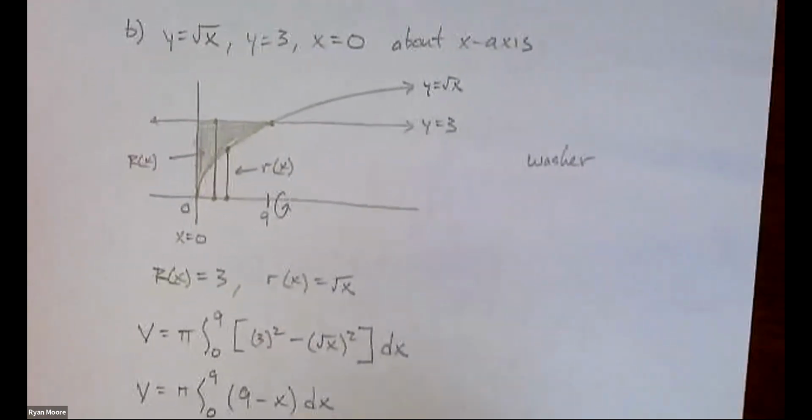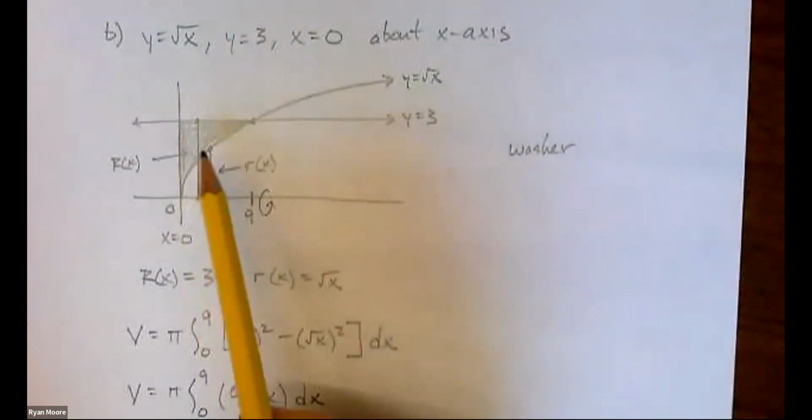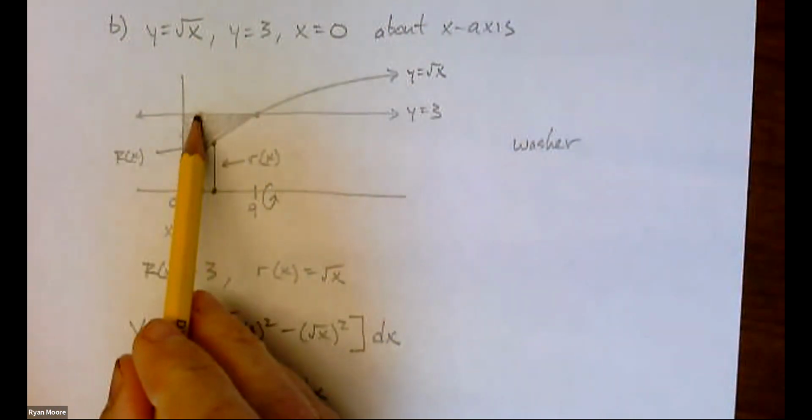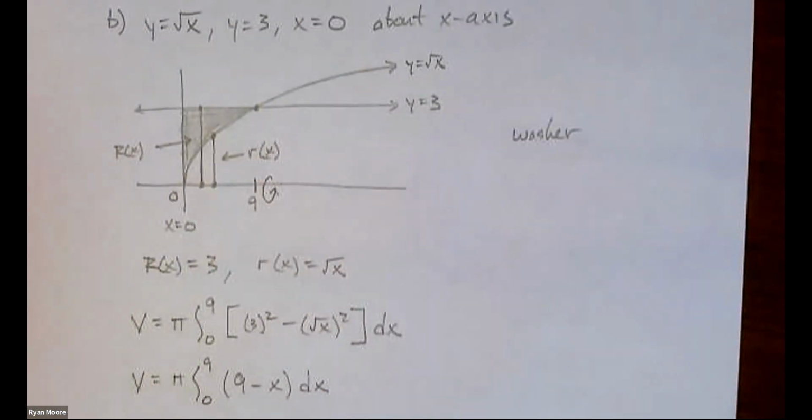Again, what's the hard part? Drawing it. Identifying the region. Take your time with this stuff. You want to get it right. And then drawing both the outer radius and the inner radius, followed up by figuring out what they're equal to. Very cool. I bet we can do one more here. We're on a roll.